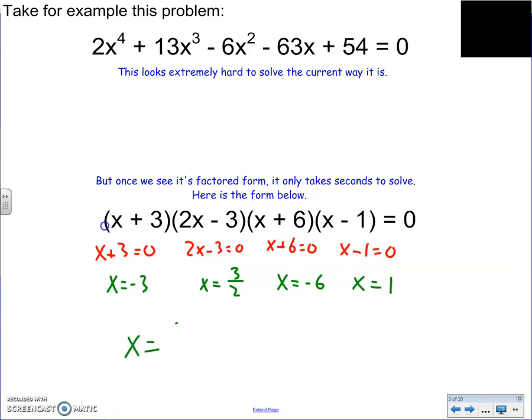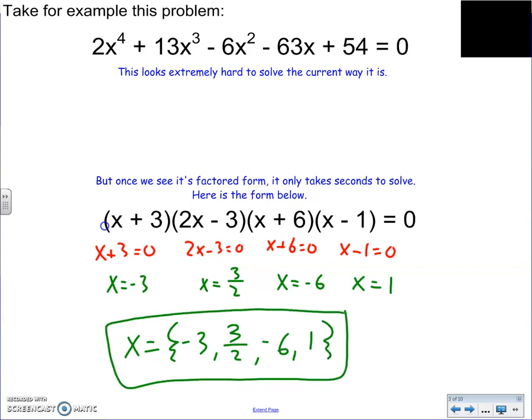You could write your answer like this. You're supposed to put them in order from least to greatest, but I'm not too worried about that. By the way, if you don't write that step in red, if you can start from the factored step and go straight to the answers, that is perfectly fine. Usually I skip that red step and do it in my head.